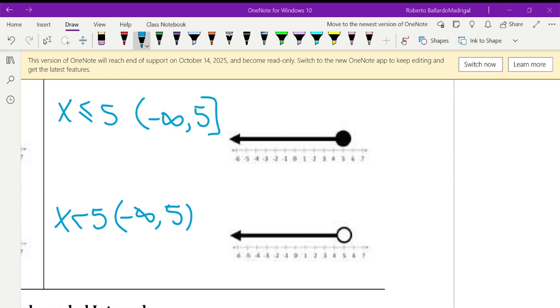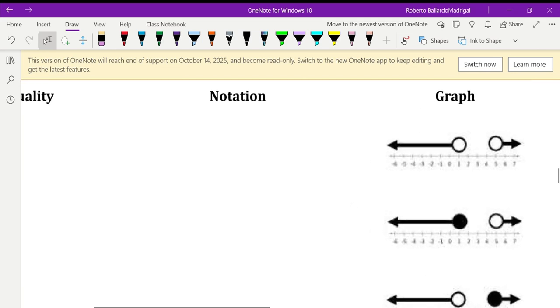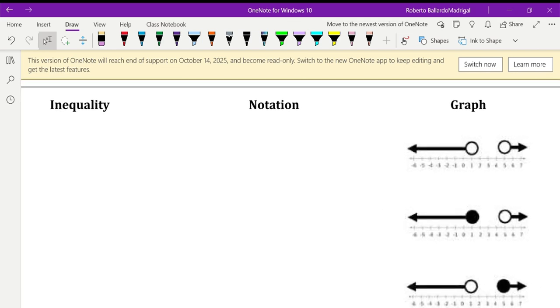Now let's see what happens when we have two graphs on the same number line. So we're going to look at compound unbounded intervals. Okay. Just for reference, this right here is 1 and this right here is 5. So let's see if you guys can come up with the first inequality.